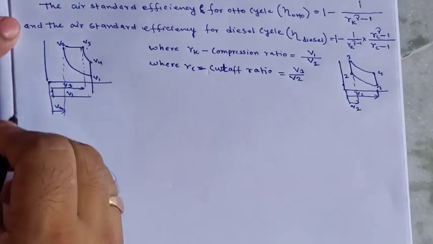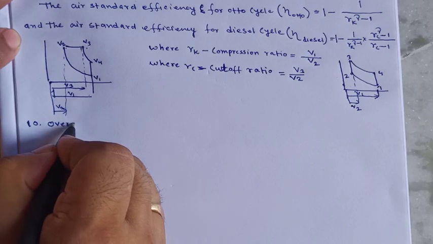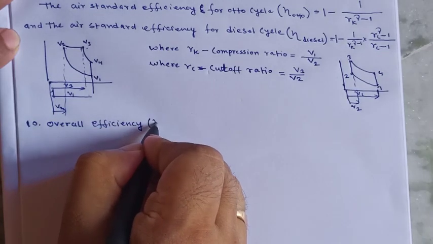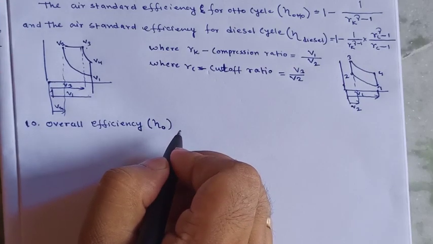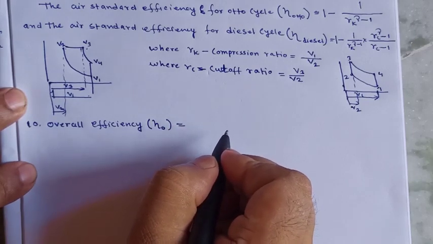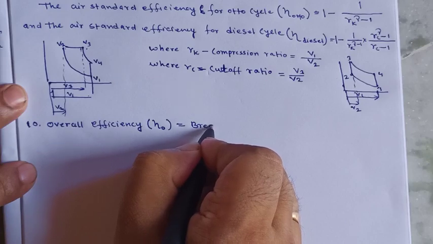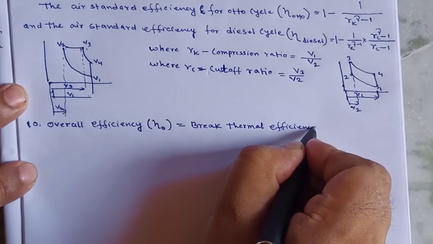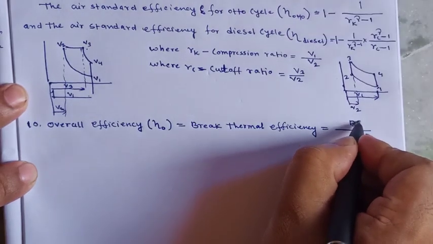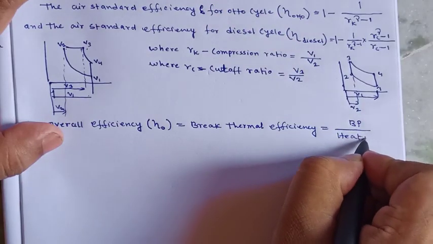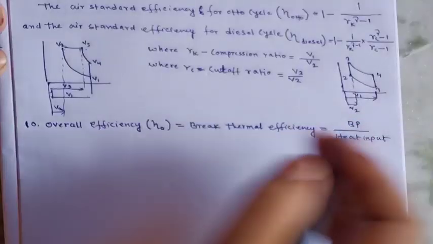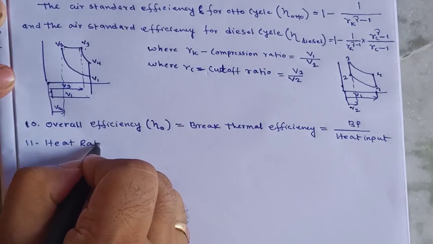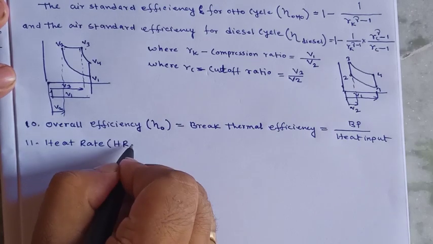Next is 10, overall efficiency, which is denoted by eta suffix O. Overall efficiency is the same as brake thermal efficiency, which is BP by heat input. 11 is heat rate, which is denoted by HR.